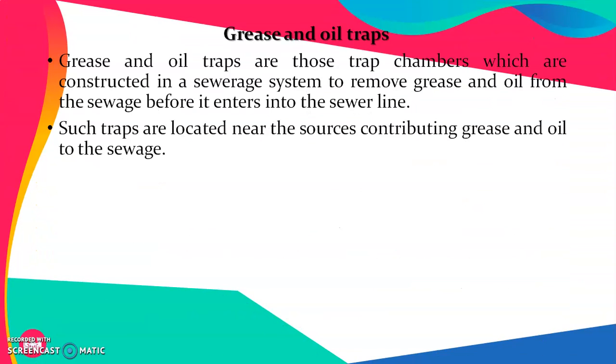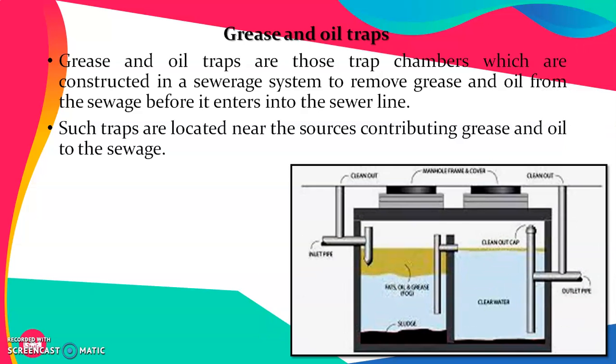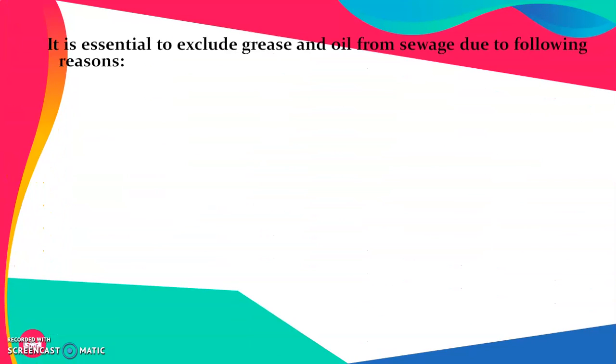Then the grease and oil trap. Grease and oil traps are trap chambers which are constructed in a sewerage system to remove grease and oil. Such traps are located near the sources contributing grease and oil. For example, they can be located near restaurants or garages where a good amount of oily or greasy matter is discharged into the wastewater coming out.